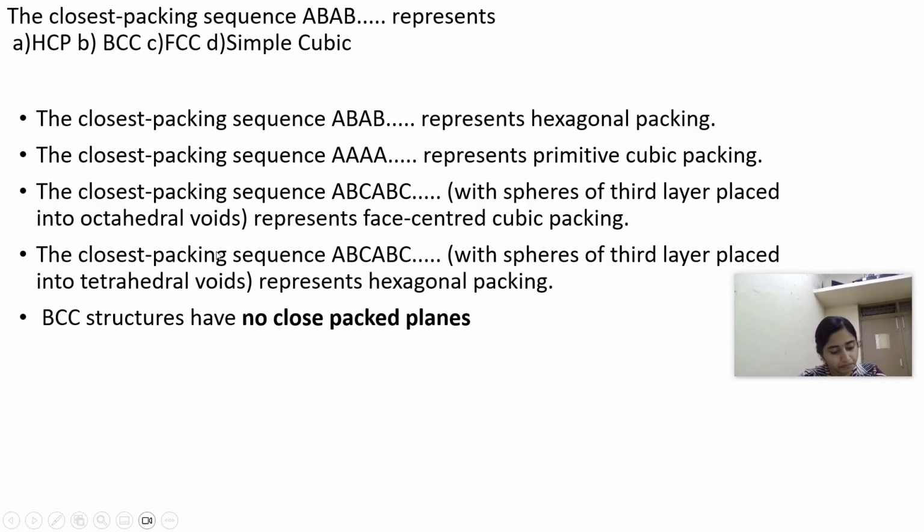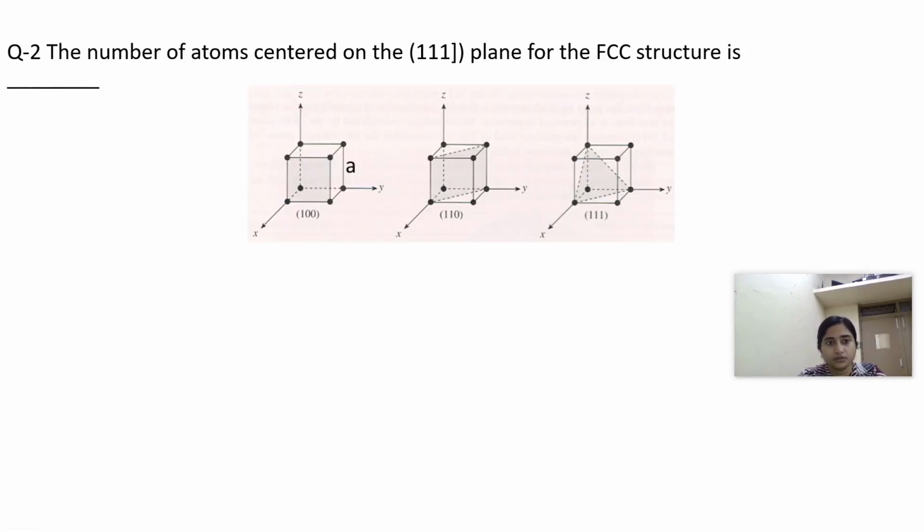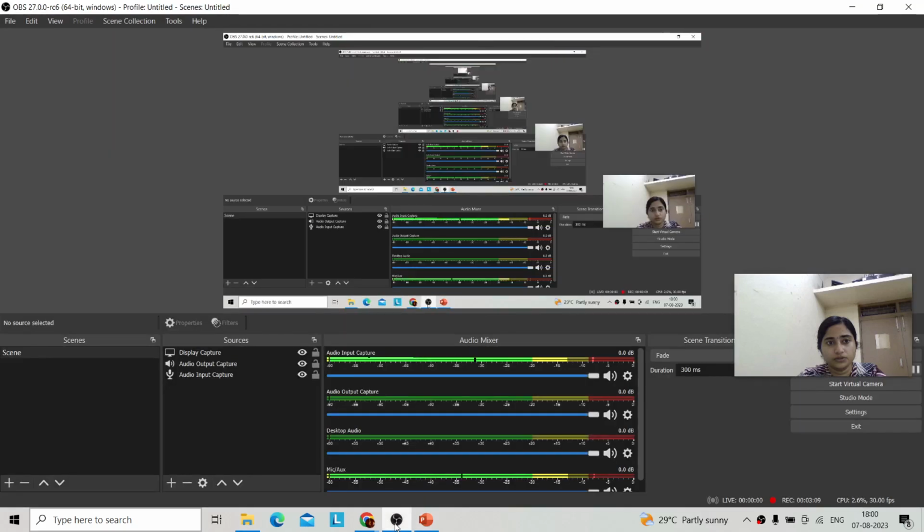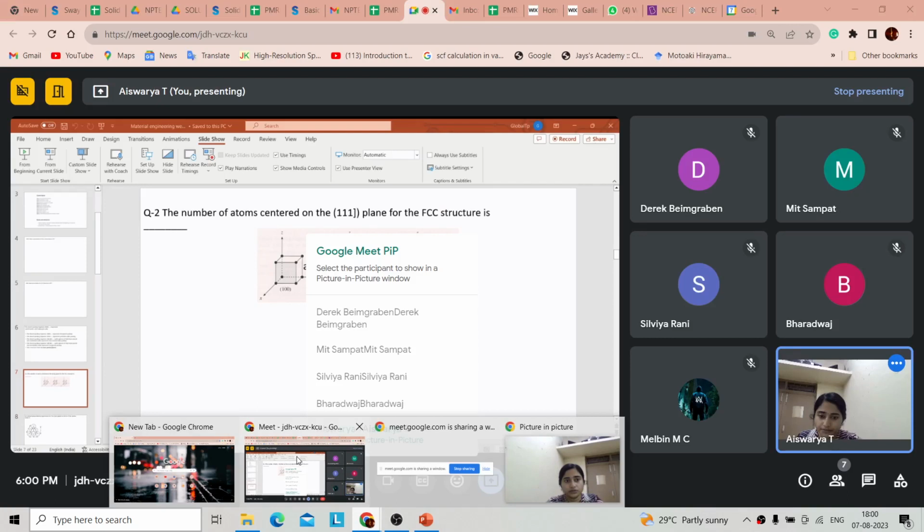Okay, so it's a very easy question. Please do the next one by yourself, because we already explained this last time, like how many atoms are in each plane. The number of atoms centered in the 111 plane for an FCC structure is asked. So please check how it will be. Do it yourself, then we will solve it here.